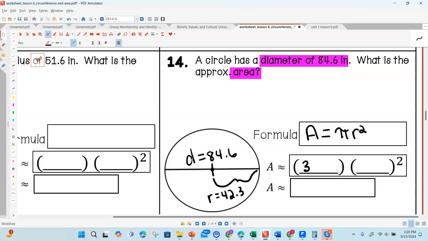So now we're going to substitute. We substitute pi with 3.14, and then we square the radius. The radius is 42 and 3/10, and we're going to square that. Once we do that, we multiply it all together. Taking 42 and 3/10 squared is the same thing as taking 42 and 3/10 times 42 and 3/10. So that's what the little square means. It's not the same as multiplying by 2. So the approximate area is going to be 5,618 and 37 hundredths inches squared.